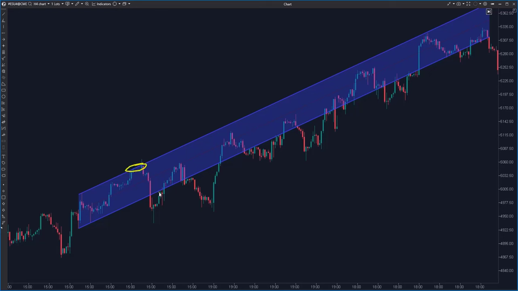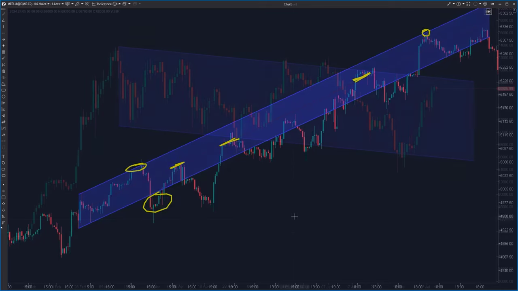This was a false breakout. There was a touch of the middle line here, touch of the middle line here, touch of the middle line here. There was a nice reaction here, and so on. Just like with every other method, it's important to build the system with individual blocks. Parallel channels are a method that can be perfectly combined with other technical analysis techniques.